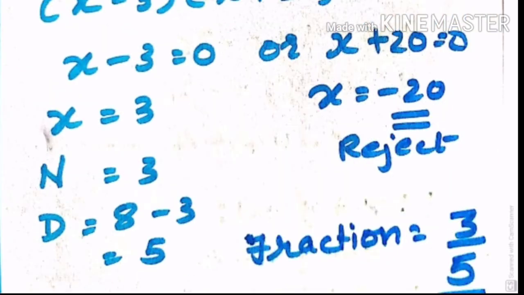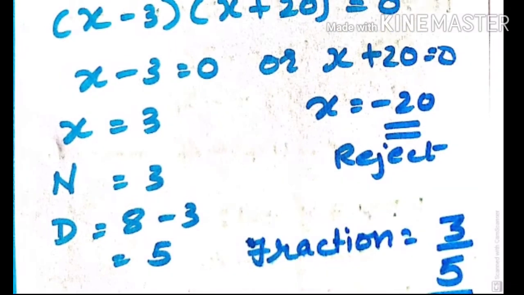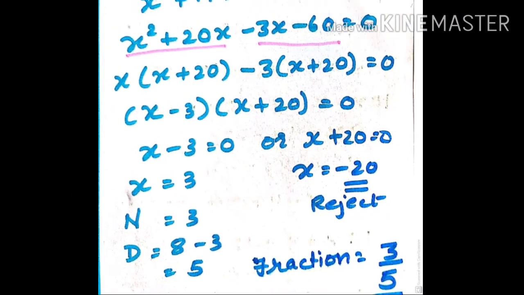Now we find our denominator. You see, denominator is, we have taken 8 minus x. So I write 8 minus 3, that is 5. So now I write our fraction is equal to numerator upon denominator, that is 3 by 5. Our final answer, we have to find a fraction, that is 3 by 5, and we have completed number 4 here.